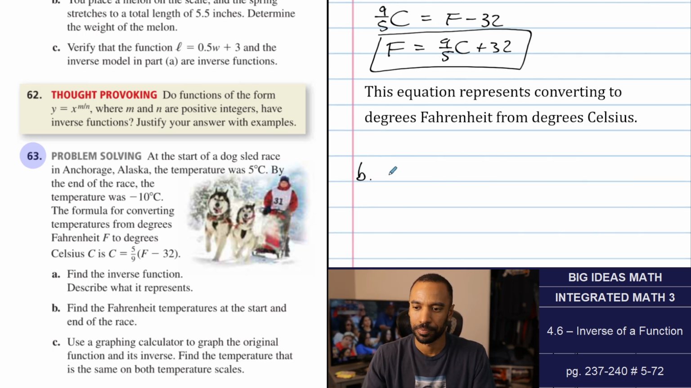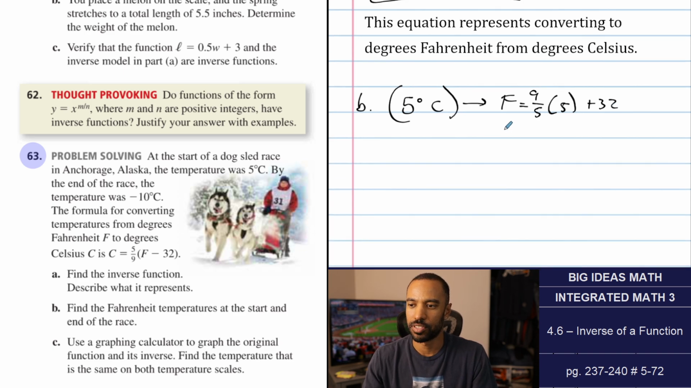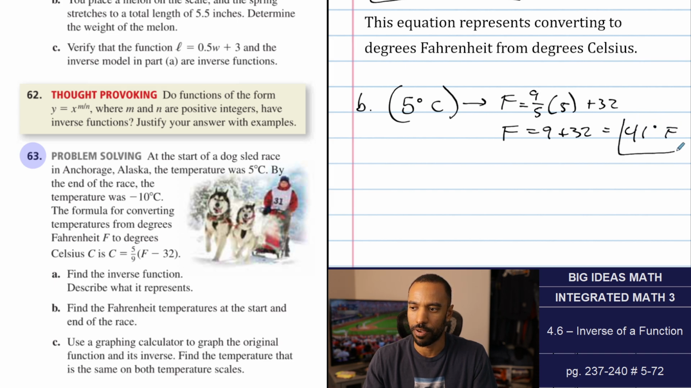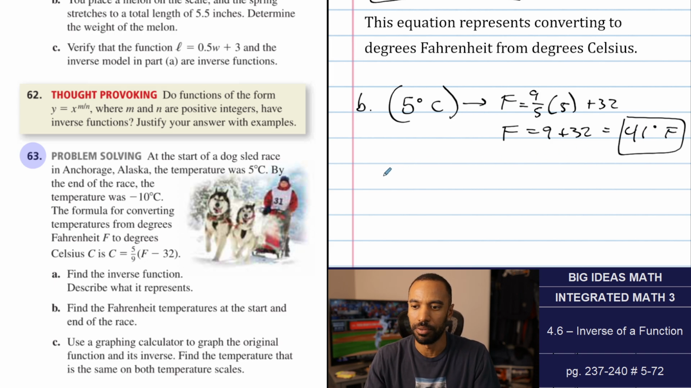So part B, 5 degrees Celsius. Let's see. F equals 9/5 times 5 plus 32. 9/5 times 5 is 9. 9 plus 32 is 41. This is 41 degrees, of course, Fahrenheit. It's weird to use the variable and the units as the same letter.